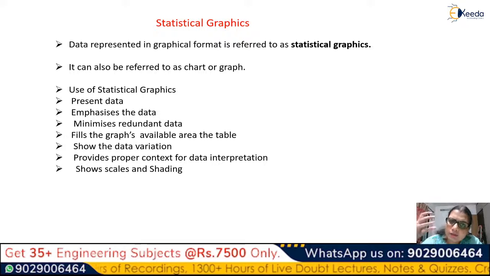But then again, if you show the statistical graph, suppose you choose a histogram, you have to choose it in such a way that every individual in your office, in your firm, should understand the way those items are represented. I'm not talking about the words, but the figures you represent. So that means it can also be referred to as a chart or a graph. So, the use of your statistical graph.